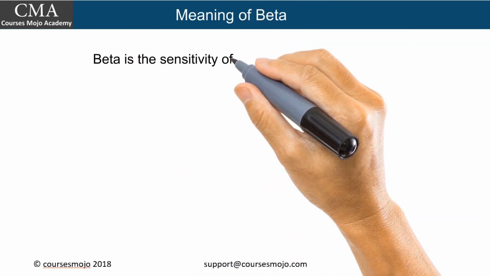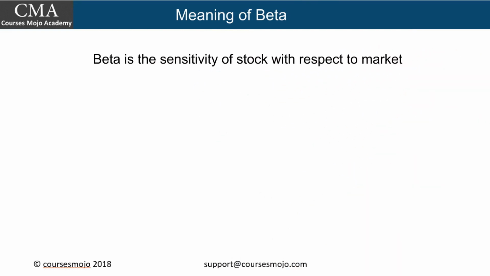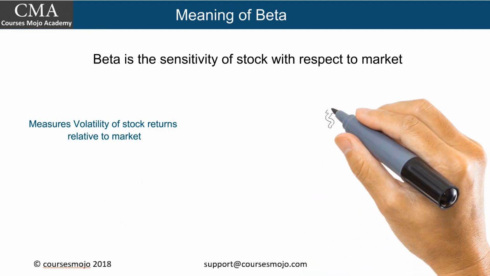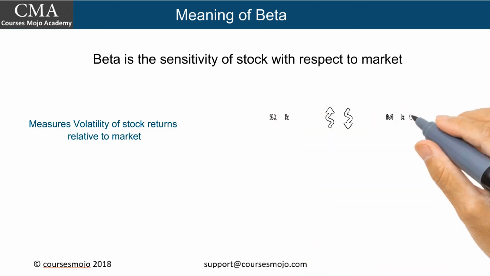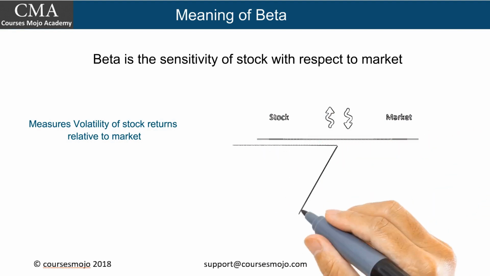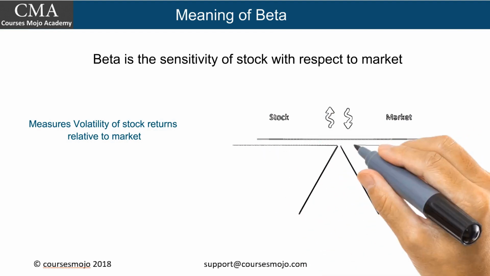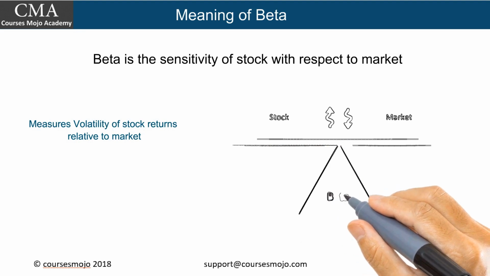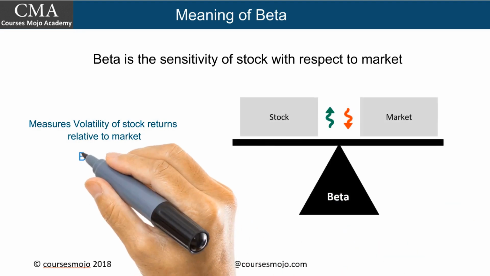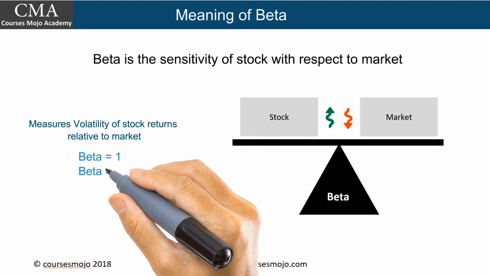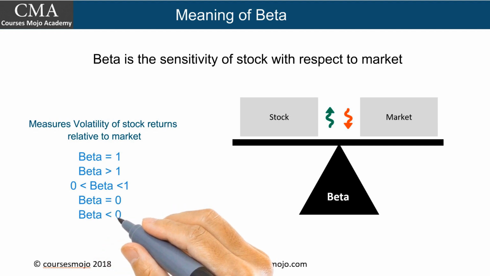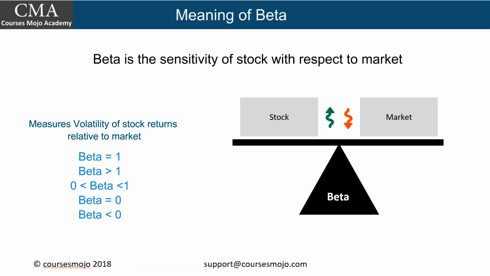Beta is the sensitivity of stock with respect to market, as it measures volatility of stock returns relative to the entire market. That is, if the market moves up or down, then how should the stock move? And to determine this, we have beta, which we will calculate shortly. The value of beta can be equal to 1, greater than 1, between 0 and 1, equal to 0 and less than 0, that is negative.